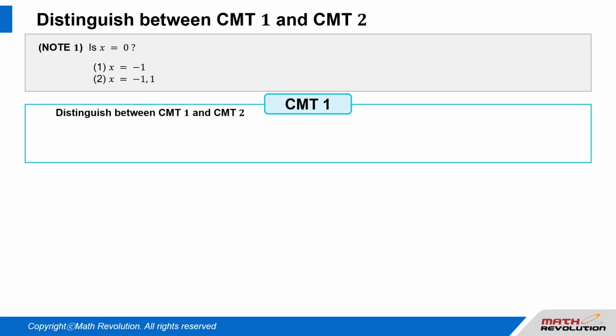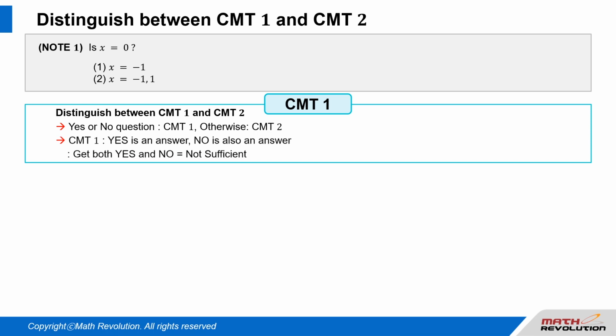Solution. Distinguish between common mistake type 1 and common mistake type 2. If the answer to a DS question requires a yes or no, apply CMT1. Otherwise, apply CMT2. Common mistake type 1, or CMT1. Yes is an answer, and no is also an answer. In other words, the answer will be in terms of a unique yes or no. If you are getting both yes and no from the same condition, the condition is not sufficient.